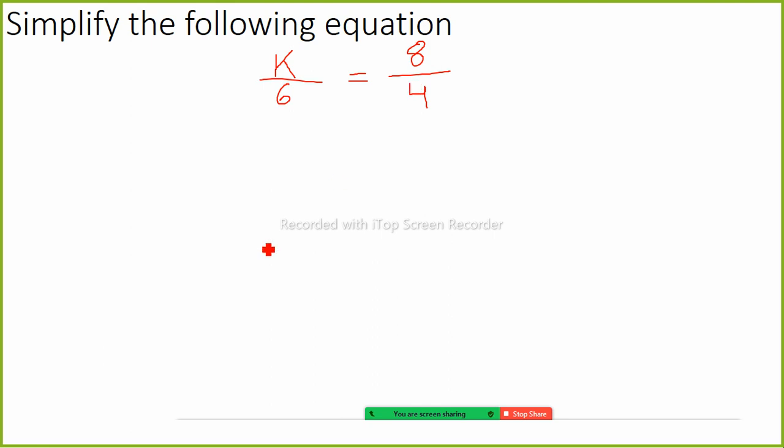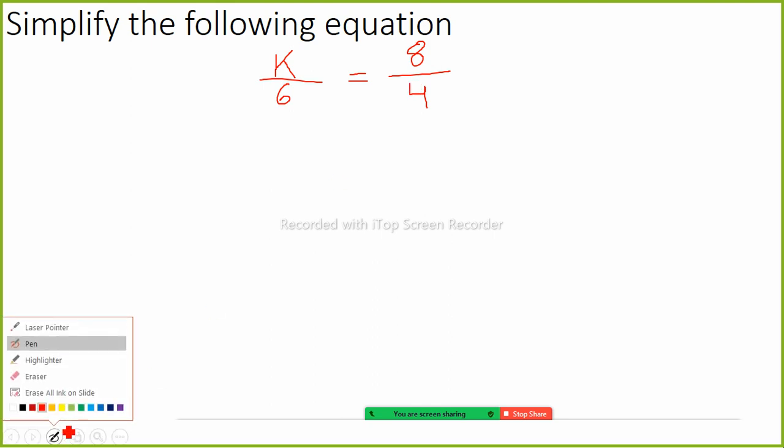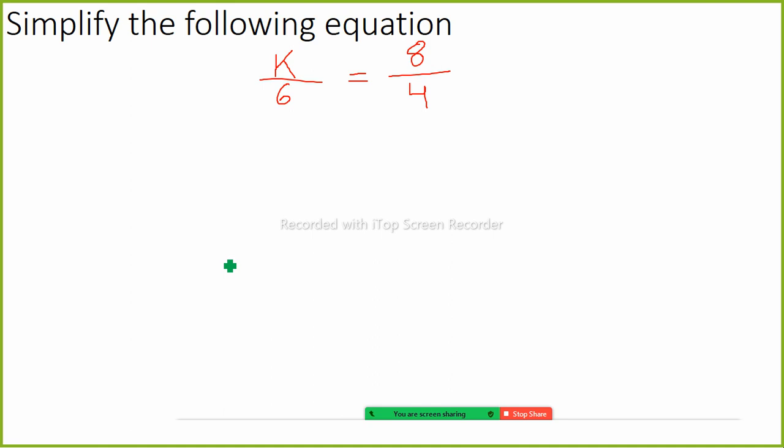Okay, what's the first step that we must do? What's the first step? Yeah, anyone? Yeah, cross multiply. So Jasmine, we're gonna multiply the 6 by the what? By 8. 6 multiplied by 8. And Jonathan, what are we gonna multiply the 4 by? The k, very good. The 4 by the k. So 6 times 8, 4 times k.